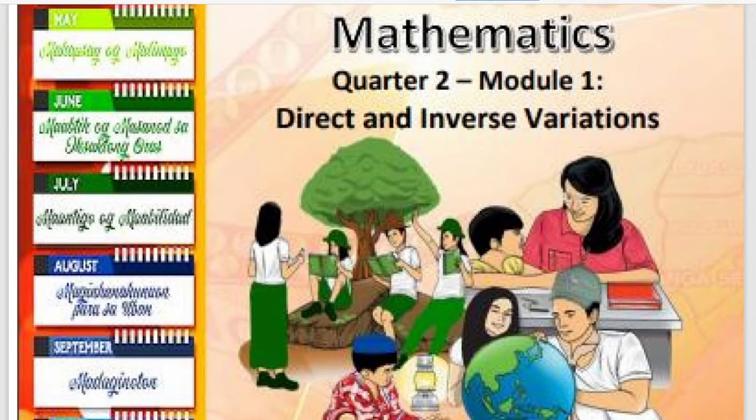I am going to discuss Mathematics 9 Quarter 2 Module 1, which is direct and inverse variation. This module was divided into two lessons. We have lesson 1 for direct variation and lesson 2 for inverse variation. In my previous videos, I already discussed lesson 1, which is direct variation. So we will now go to lesson 2, which is inverse variation.